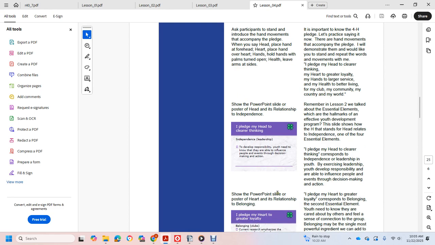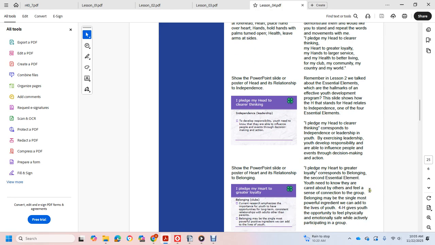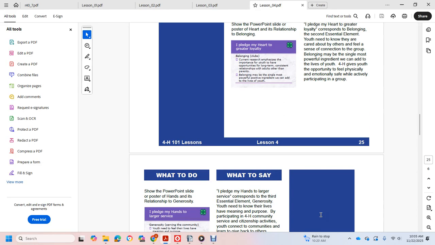Show the PowerPoint with the poster of the heart, in relation to belonging. I pledge my heart to greater loyalty, corresponding with belonging, the second essential element. Youth need to know that they are cared about by others and feel a sense of connection to the group. Belonging may be the single most powerful ingredient we can add to the lives of youth. 4-H gives youth the opportunity to feel physically and emotionally safe while actively participating in the group.